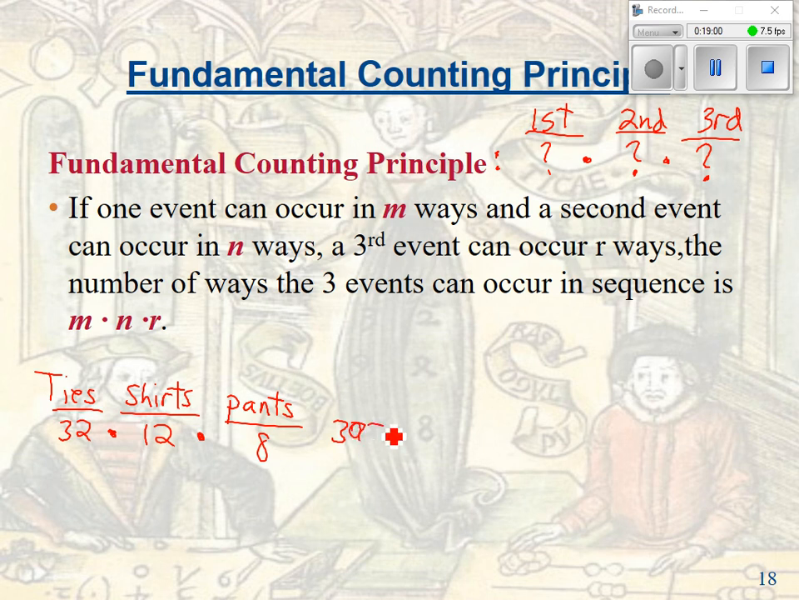3,072 different outfits I could have put on. What was the probability that I selected this one? 1 out of 3,072. There you go. Now, when we do that, that's 1 divided by 3,072. Somebody grab your calculator again. Scientific notation? Yeah. What's it say?